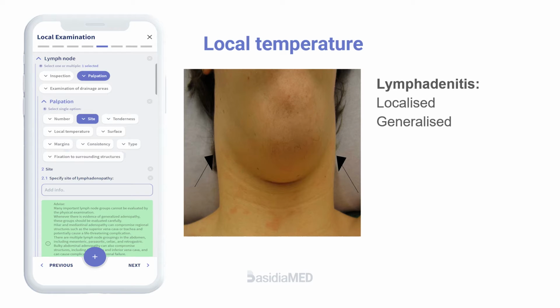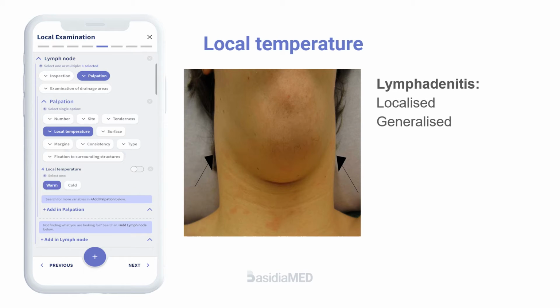Raised local temperature is a sign of inflamed lymph nodes. Lymph node inflammation, or lymphadenitis, may be localized or generalized. Localized lymphadenitis involves one or just a few nodes that are close to the area where the infection started. Generalized lymphadenitis is when two or more lymph node groups are involved and may be caused by an infection that spreads through the bloodstream or another illness that affects the whole body.